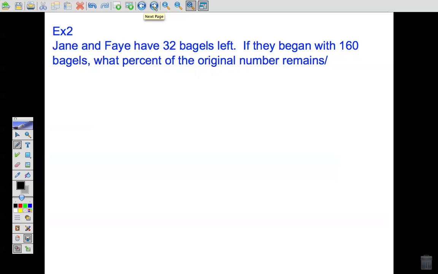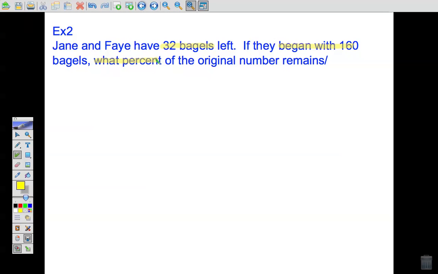Now in example 2, it says Jane and Faye have 32 bagels left. All right, so they end up with 32. They began with 160. All right, now I'm going to highlight a couple things, the pieces of information that we really need to know. So we end up with 32 bagels. They began with 160. Now it's asking what percent of the original number remains.